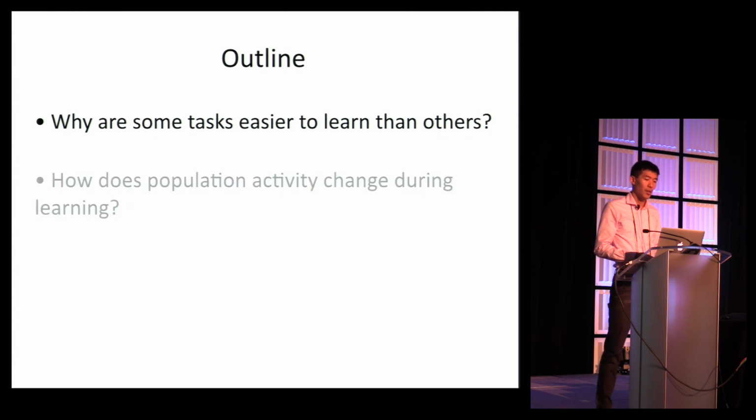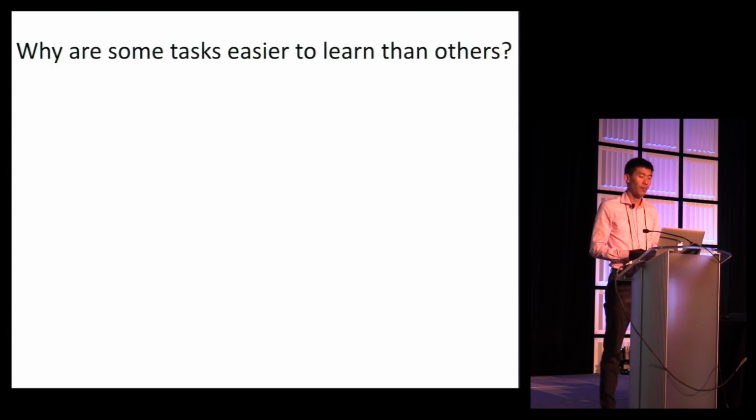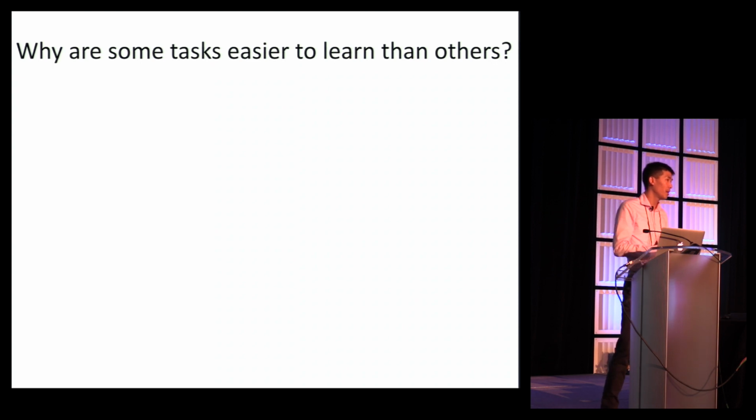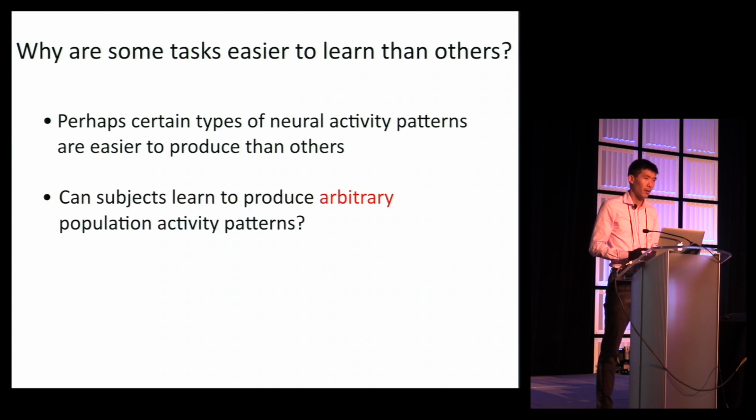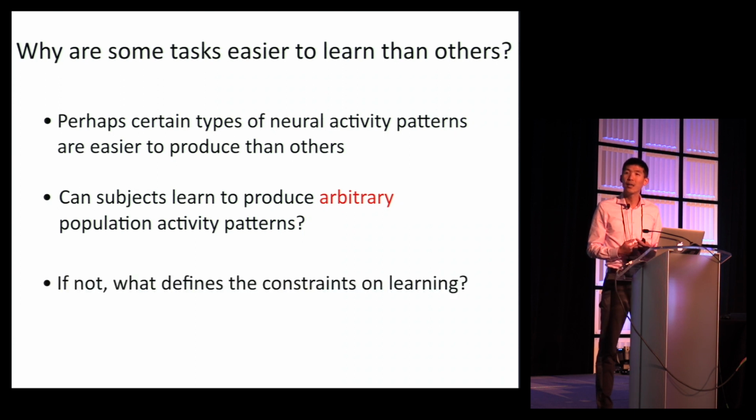Okay, so why are some tasks easier to learn than others? Okay, so if learning requires the brain to alter the neural activity that it produces, then perhaps it's the case that certain types of activity patterns are easier for the brain to produce than others. We can go even farther to ask, can the brain produce arbitrary patterns of population activity? And if not, what defines the constraints on learning?